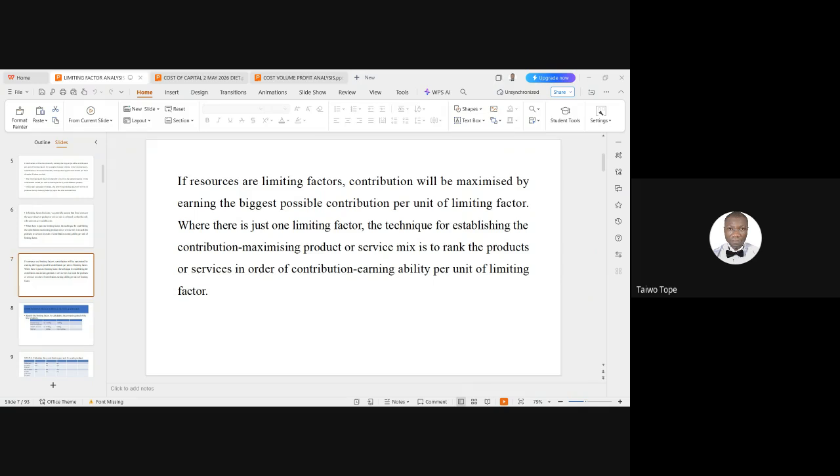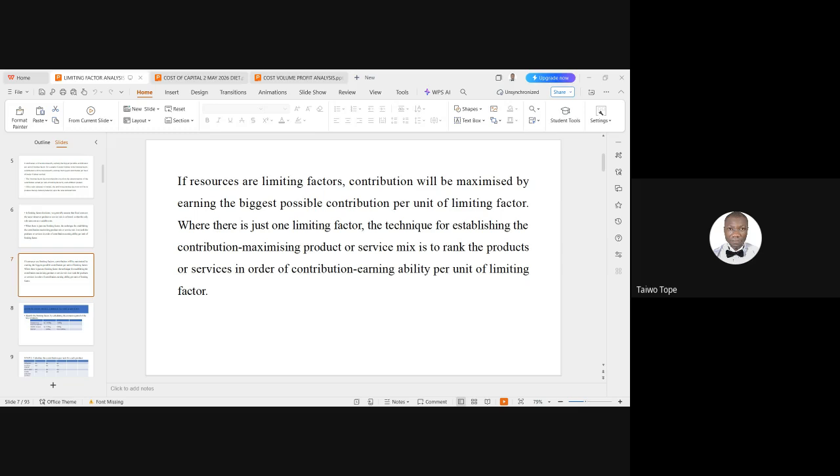So where the question is telling you that the maximum is this, the available hours is this, the available material is this, these are ways you begin to know that this is likely to be the limiting factor. So once you identify the limiting factor, what do you determine? You compute your contribution.